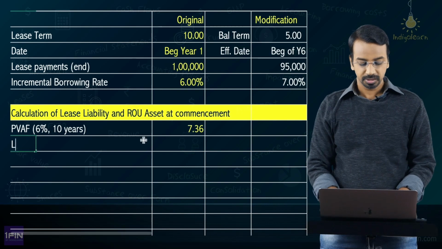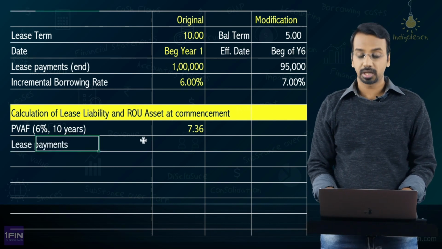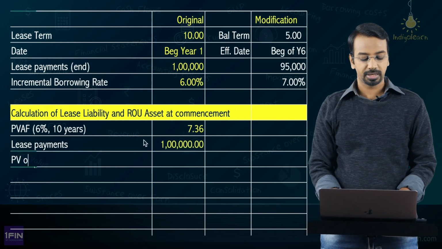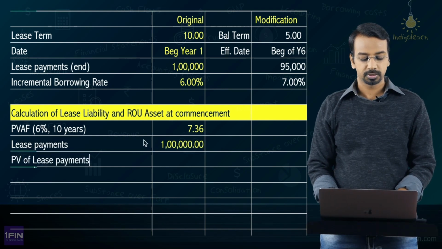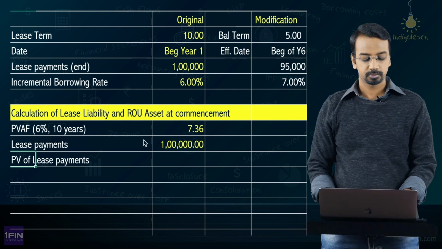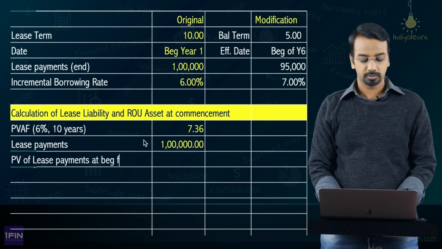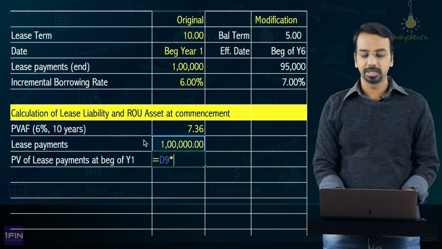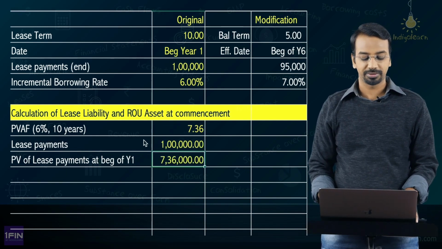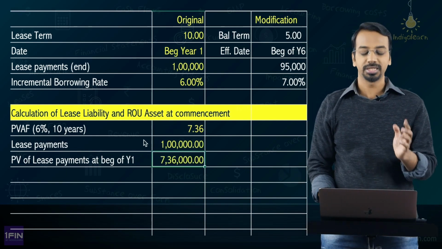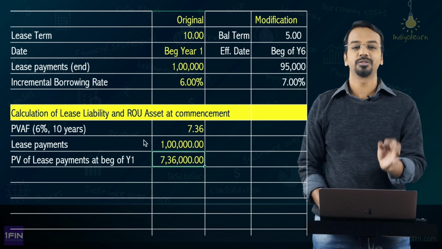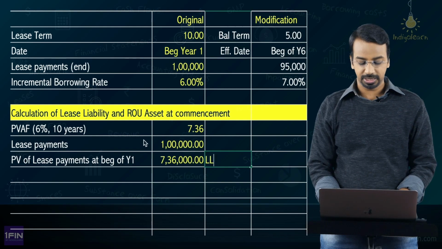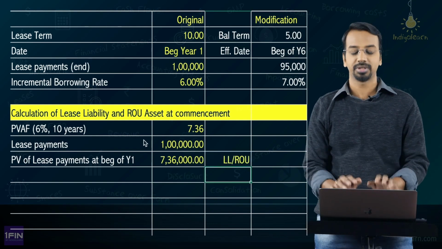Then you have lease payments. What are the lease payments? Lease payments are 1 lakh. So, present value of lease payments at beginning of year 1 is how much? 1 lakh multiplied by 7.36, which is 7,36,000. This is the opening lease liability and a right of use asset, because there are no other costs involved. So, this will be your lease liability and your right of use asset, 7,36,000.